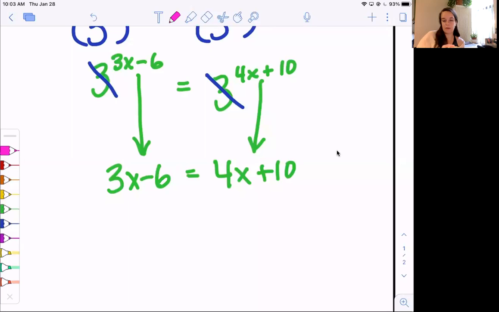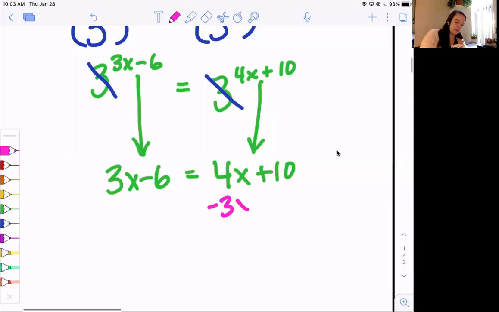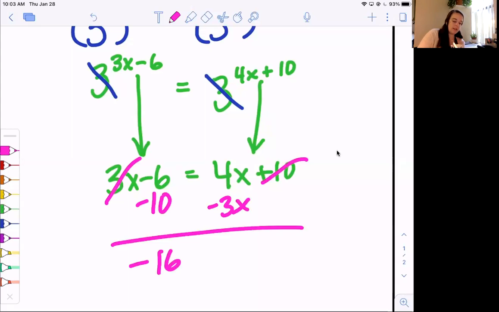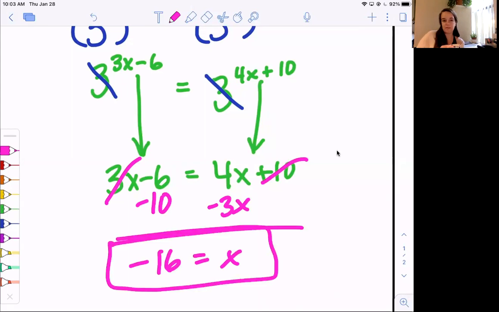I've got 1 vote for -16. Another vote for -16. We're going to get the -16. Subtract that 3x, subtract the 10. You should get -16 equals x. That is indeed my answer.